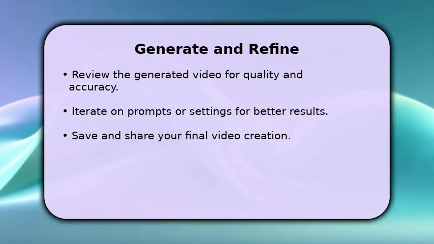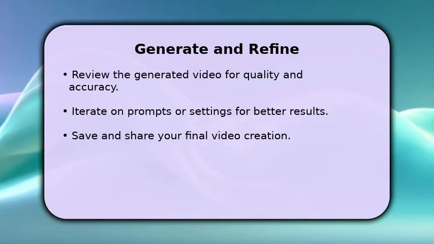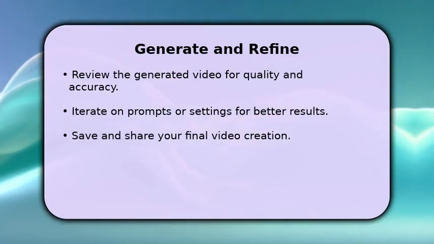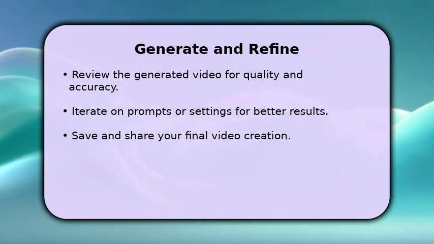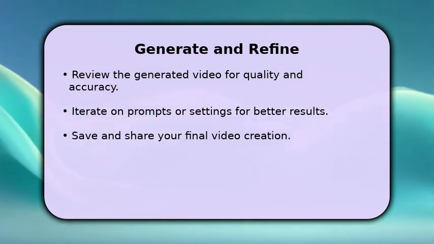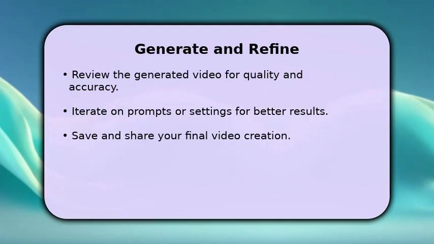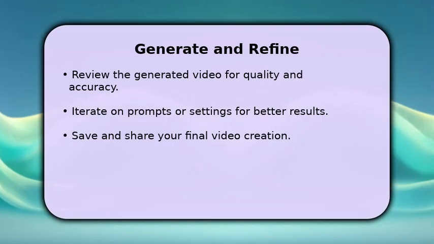Once your prompt and settings are ready, simply click Generate. Gemini Veo will then process your request and produce your video. Take time to review the output carefully. If it's not quite what you envisioned, don't worry. You can easily go back and adjust your prompt or settings, then regenerate. This iterative process helps you achieve the perfect result. Finally, when you're satisfied, you can save your video and share your amazing creation with others.